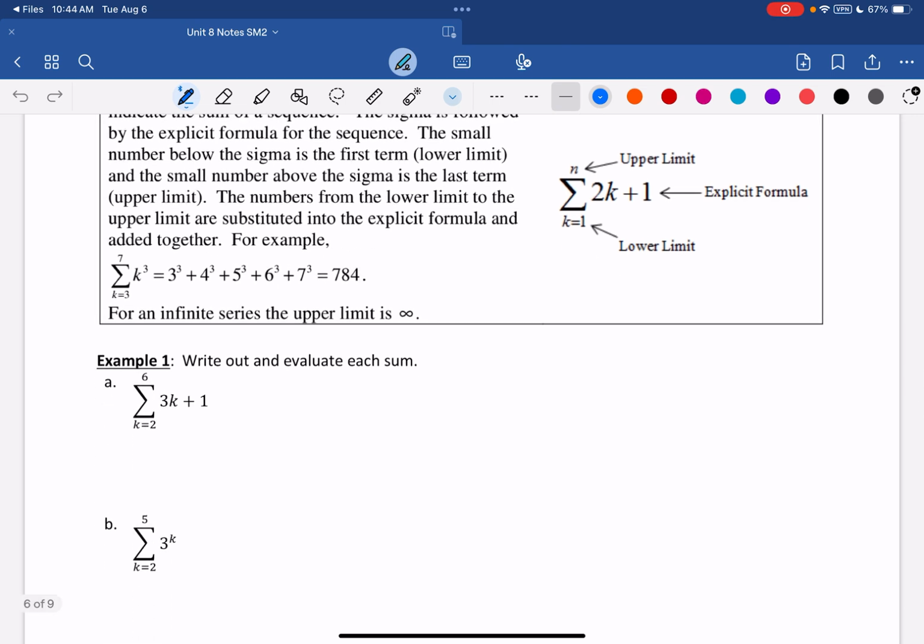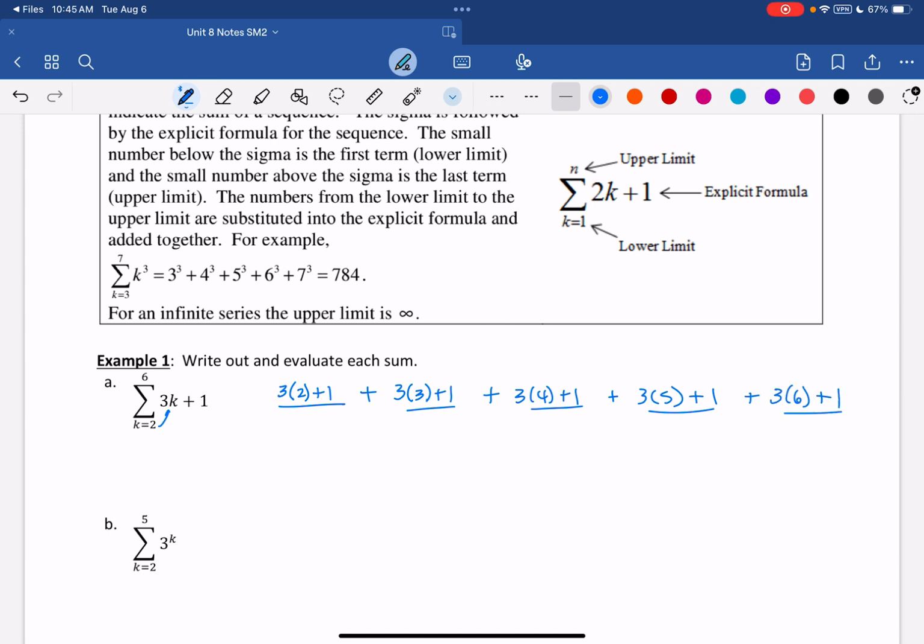So we have k equaling 2, so that means we're starting on the second term. We're going to end on the sixth term, and we're going to sum it. The first one we're going to evaluate is 3 times 2 plus 1, because we're going to take that and plug them in. That's our first one. We're going to add it to 3 times 3 plus 1, add that to 3 times 4 plus 1, add that to 3 times 5 plus 1, and add that to 3 times 6 plus 1.